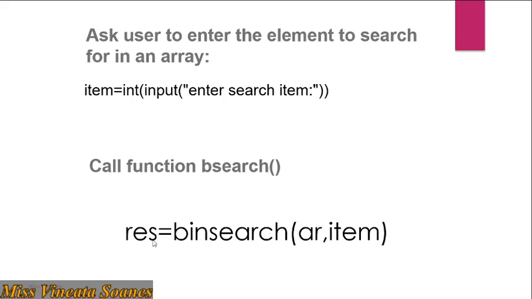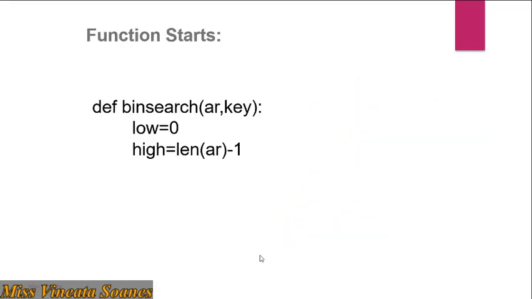We have assigned it to res. So the function call starts from here, bin search, and we are sending the list and the item. The list means the entire list that we have created, and item means the one that you've asked from the user. So that's the list and the number to be searched. Now your function starts, and this function takes two arguments, that is the list that you have sent and the item. So the item will be stored in key.